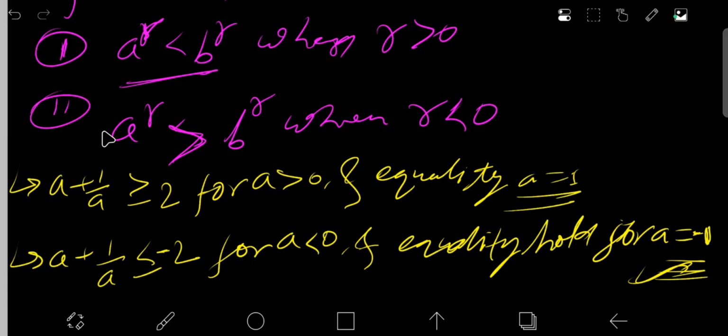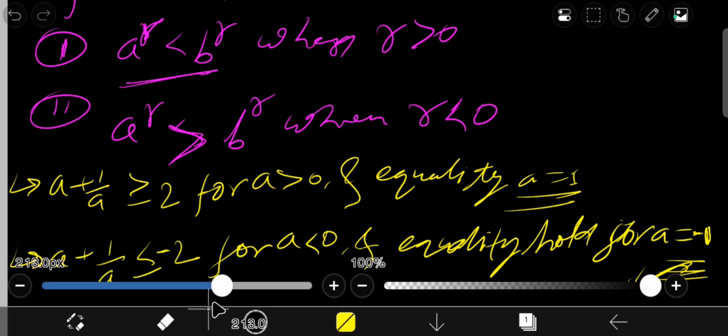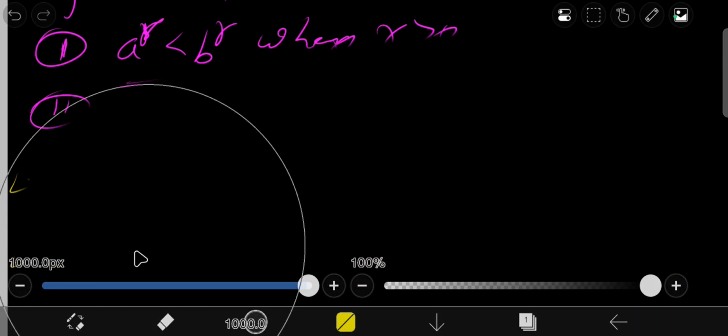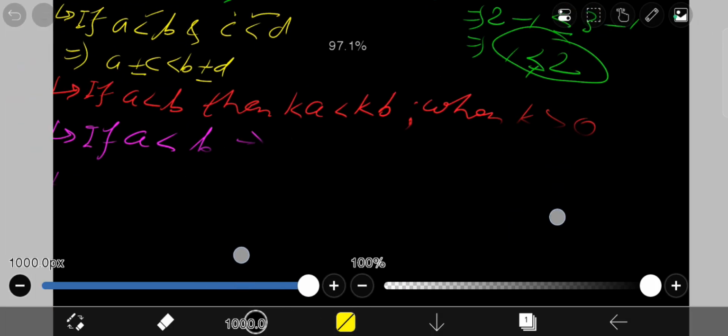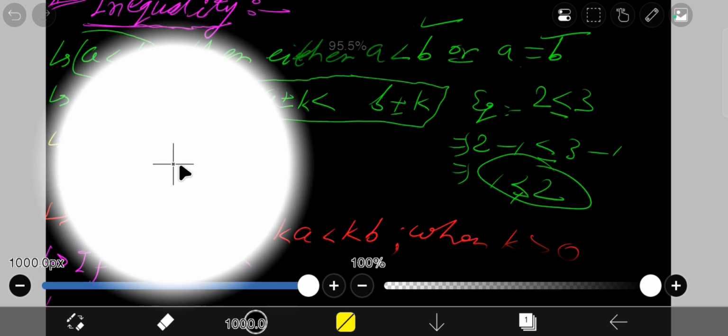Now we see some problems related to these inequalities. Firstly we clear this page. All pages are clear now. Now we start. We take some problems.